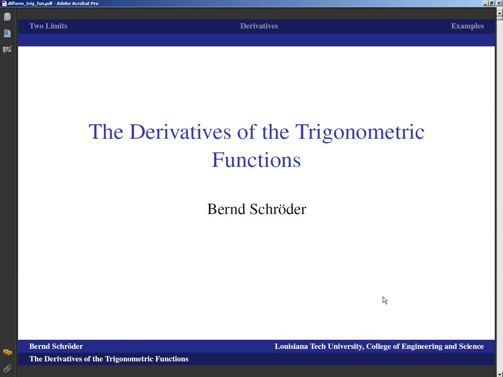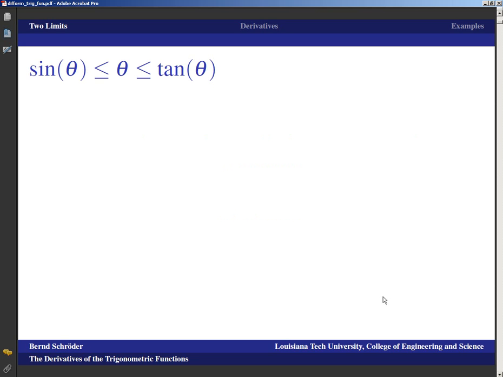As we take the derivatives of the trigonometric functions, we have to start out talking about two limits that are related to the sine and the cosine function. And before we get to that, we need to prove an inequality, which is that the sine of theta is less than or equal to theta, which is in turn less than or equal to the tangent of theta, for theta between 0 and pi halves, to be absolutely precise about that.